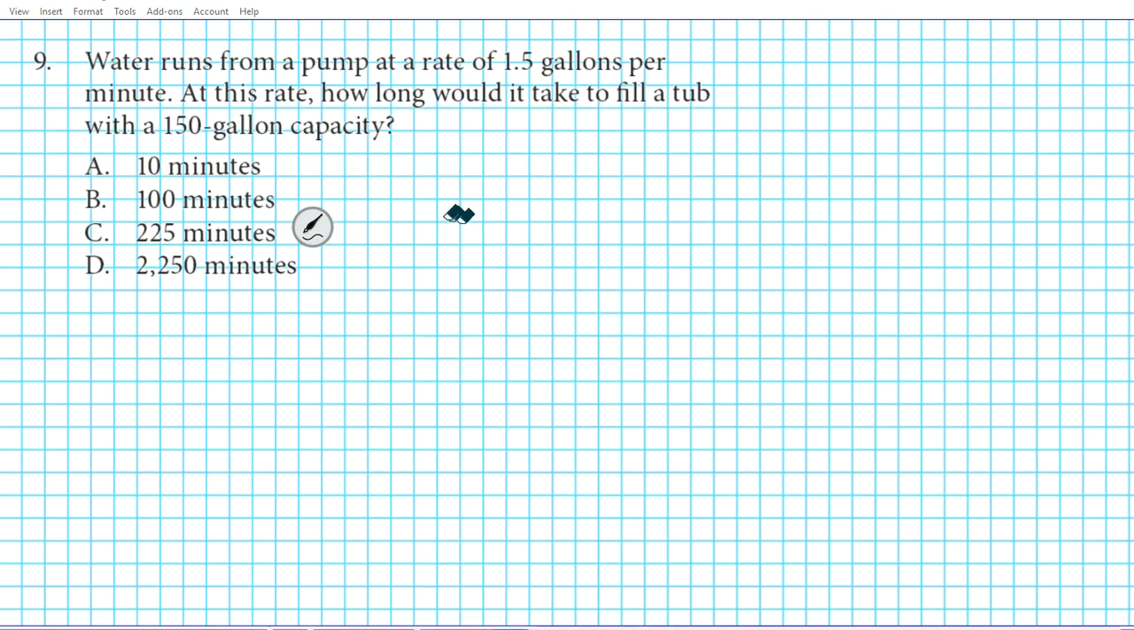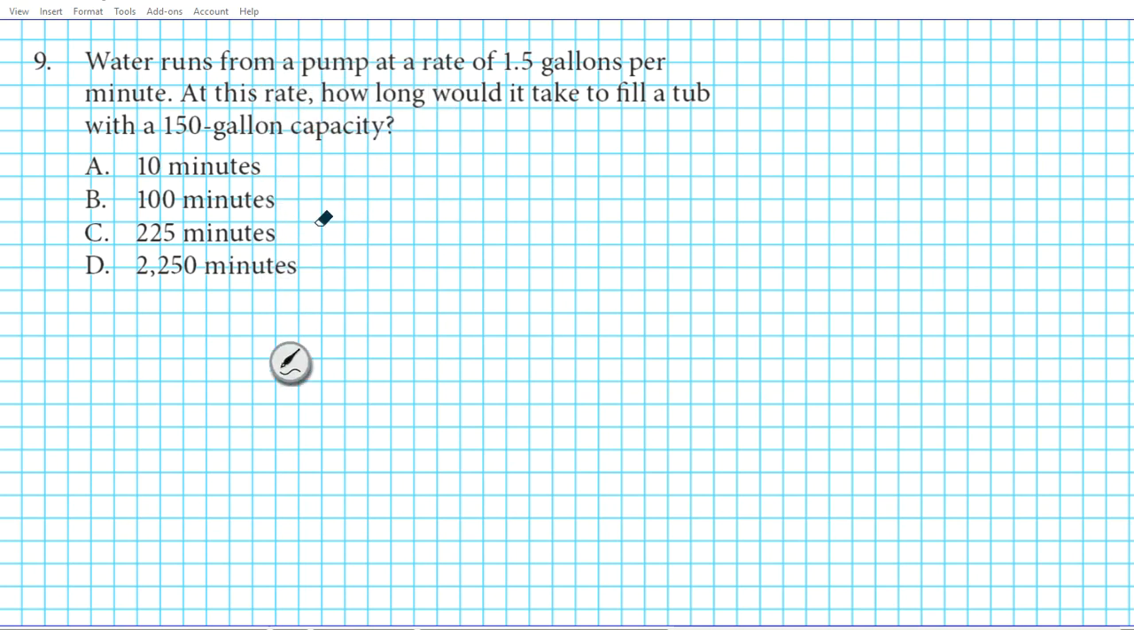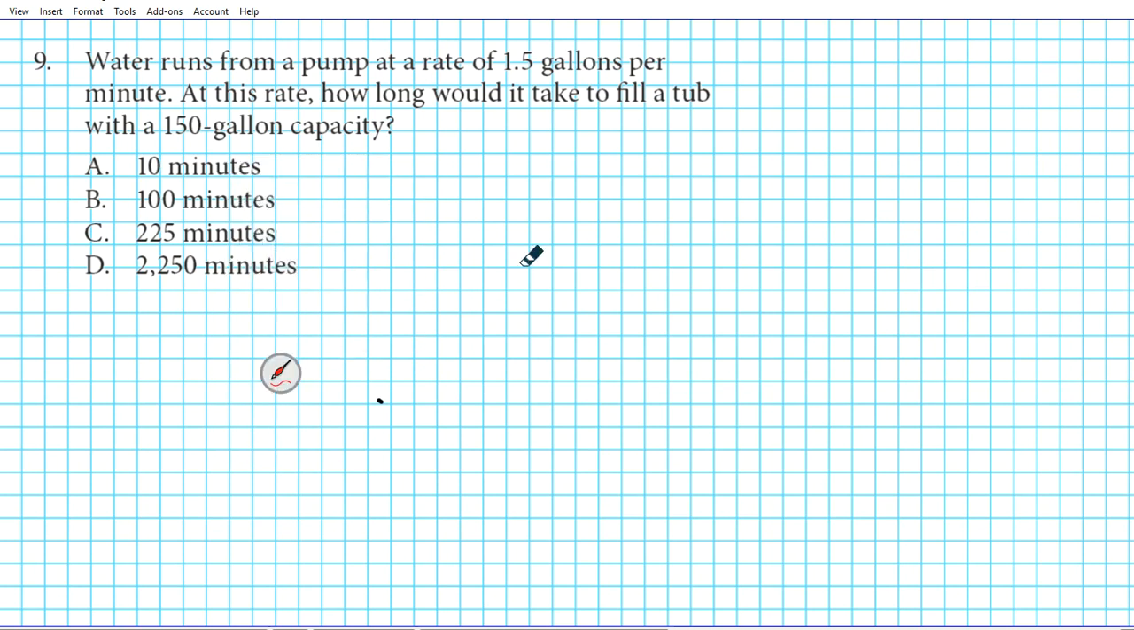Alright, let's take a look at question 9. Question 9 reads, water runs from a pump at a rate of 1.5 gallons per minute. At this rate, how long will it take to fill a tub with a 150-gallon capacity? We're going to start by writing down the formula for this problem.